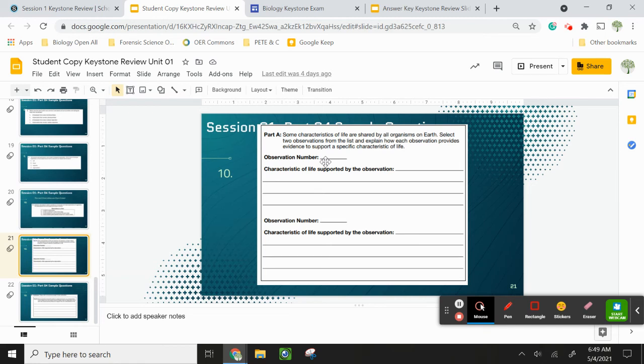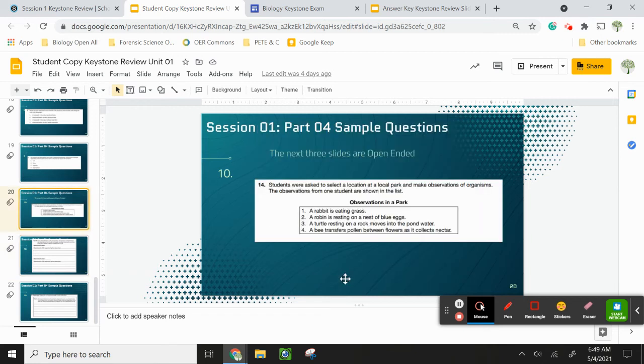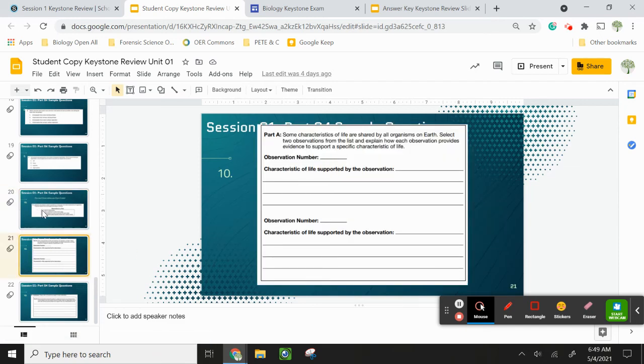So let's think about what that's asking us. Which of these observations on this list can you say, yes, that's an example of one of the characteristics of life? So a robin resting on a nest of blue eggs seems like the easiest to me, because all living organisms reproduce. So for my observation number, I would say observation number 2. And I would say, the robin's resting on the blue eggs. This is an example of all living things reproducing, which is a specific characteristic of life. And then you would pick something else from the list and talk about how that is a characteristic of life that's supported by the observation.